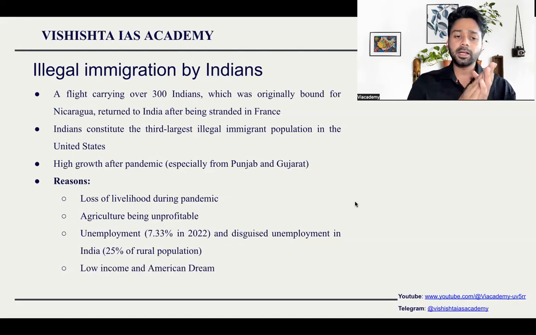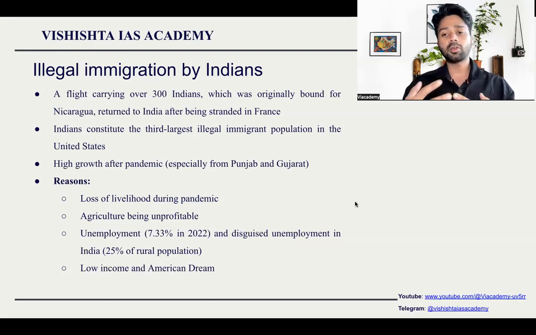So these are major reasons we need to know when we talk about illegal immigration; in mains such topics are important. One of the reasons, which is a short-term reason, is loss of livelihood during the pandemic. And states like Punjab and Haryana are too dependent on agriculture. In recent times, agriculture has become unprofitable, so getting a lot of money out of agriculture has become very difficult. This is one of the major push factors for illegal immigration to the United States of America and Canada.